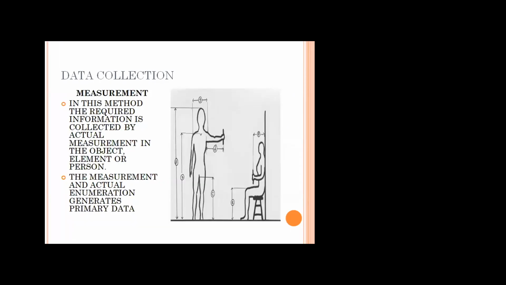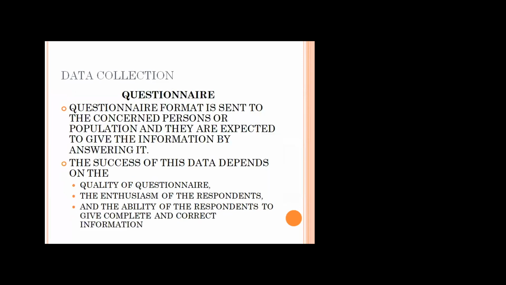So in this method, the required information is collected by actual measurement in the object, element, or person directly. The measurement and actual enumeration generate the final data in this method of data collection. Okay. And the questionnaire format is sent to the concerned person or population, and they are expected to give the information by answering. But the success of this data depends on the quality of the questionnaire, the enthusiasm of the respondents, and the ability of the respondent to give complete, correct information, right?